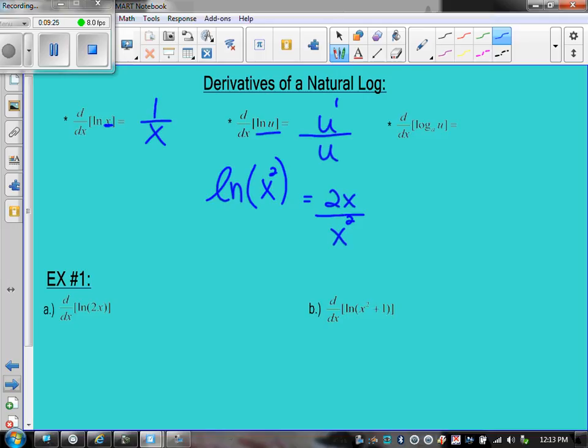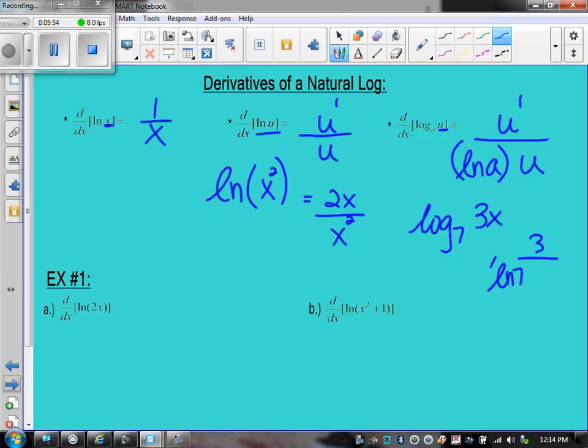To find the derivative of something that looks like this, you're going to take, again, the derivative of the inside. Then you're going to take the natural log of that base, natural log of a, over the inside. So an example of a problem that would look like this would be like, I don't know, log base 7 of 3x, right? And if I want to take the derivative of that, I would do the derivative of the inside, which is 3, over the natural log of 7 times the inside. So that would be my derivative. Make sense? All right, let's go ahead and practice. Let's do a few more.